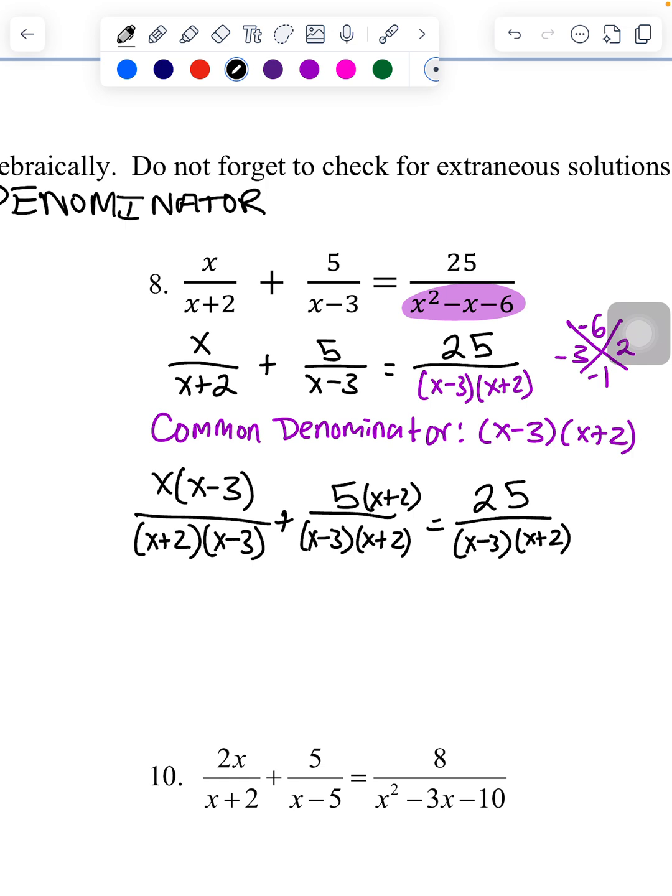Okay, so what I notice is this equation has an equal sign in it. And I notice that now all of my denominators are the same. If all my denominators are the same, I don't really care about them anymore, because to be able to solve the equation, I have to get my numerators to be the same. So I'm just going to ignore the denominators now. So I'm going to get rid of them. So I'm just going to have x times x minus 3 plus 5 times x plus 2 is equal to 25. This is my new equation. It's without fractions.